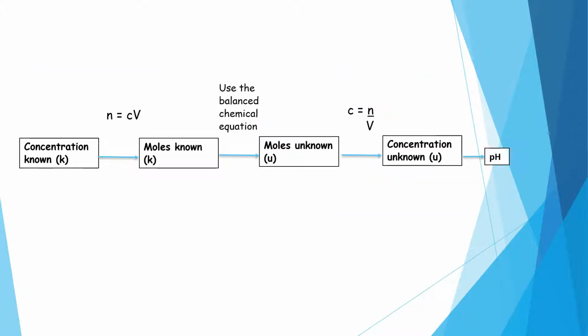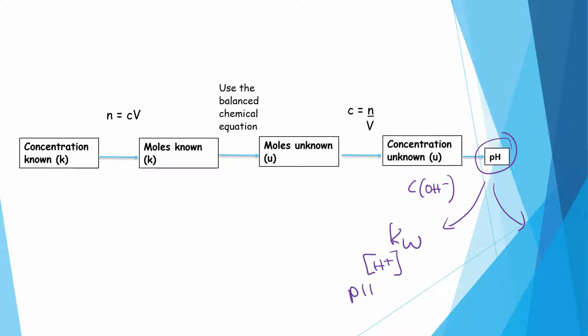Now we're at this point where we want to find the pH. Unfortunately, we've got the concentration of hydroxides. And remember, a pH is the power of the hydrogen ion concentration. So we've got two alternatives to get to this point. We can use either Kw to find the concentration of the hydrogen ions and then do the pH, or we can use pOH and then go 14 minus pOH to get the pH.